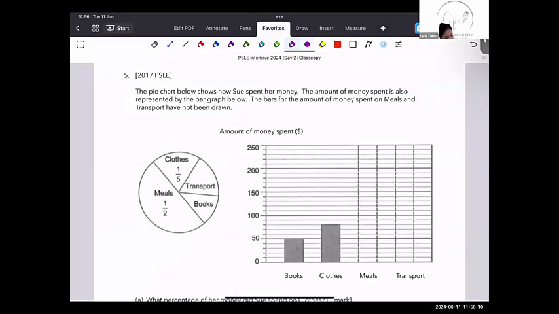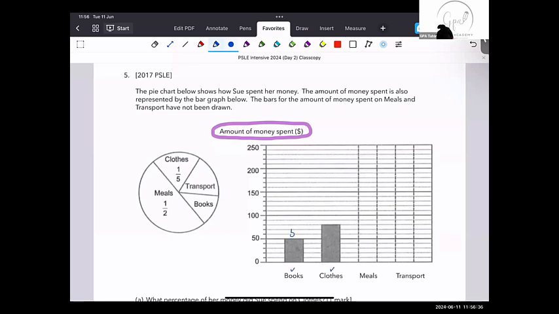The pie chart shows how Sue spent her money. The amount of money spent is also represented by the bar graph shown. The bars for the amount of money spent on meals and transport have not been drawn. So look at the title of the bar graph, amount of money spent. And they give us the books and the clothes.